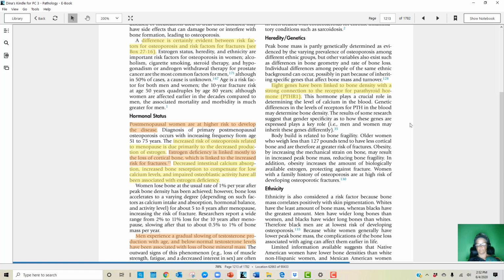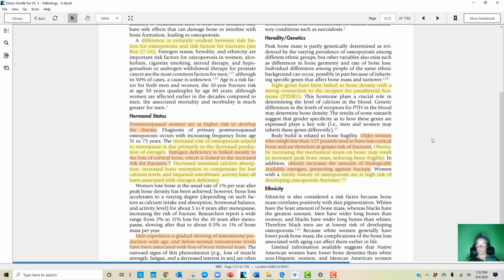Body build is related to bone fragility. Older women who weigh less than 127 pounds tend to have less cortical bone and are therefore at greater risk of fractures. Obesity, by increasing the mechanical strain on the bone, may result in increased peak bone mass, reducing bone fragility. In addition, obesity increases the amount of biologically available estrogen, protecting against fracture. Women with a family history of osteoporosis are at high risk of developing osteoporotic fractures.